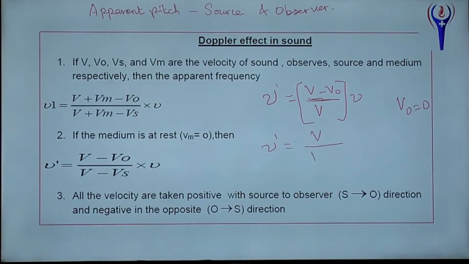And the source is moving towards you. Is the frequency increasing or decreasing? Increasing. So V minus Vs, into frequency nu. This is for the source moving towards you. The source is moving away from you, decreasing, so plus. Write down another formula, plus.